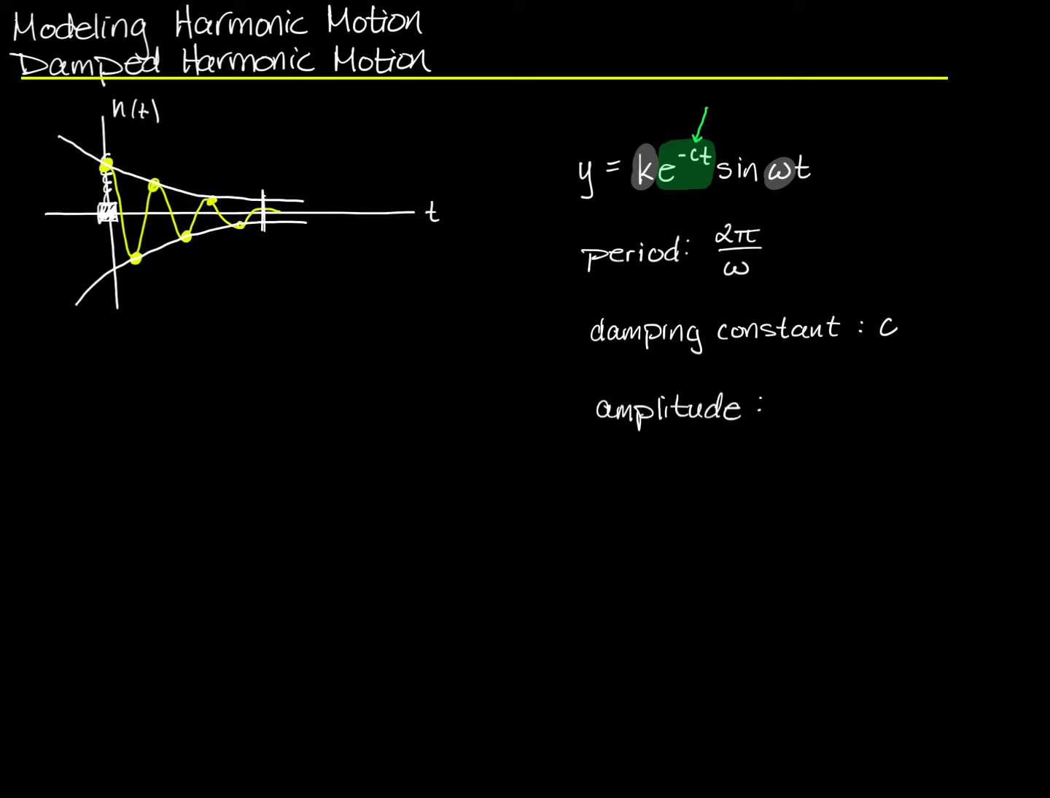We also still talk about the amplitude. Now the amplitude changes from one cycle to the next, but the maximum that it ever reaches is this value k here. So we'll still refer to that as amplitude. We also still have frequency, and the formula for that is still omega over 2 pi. So the only new piece here is the damping constant. Let's take a look at an example.